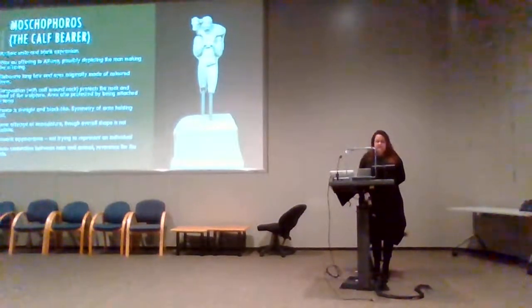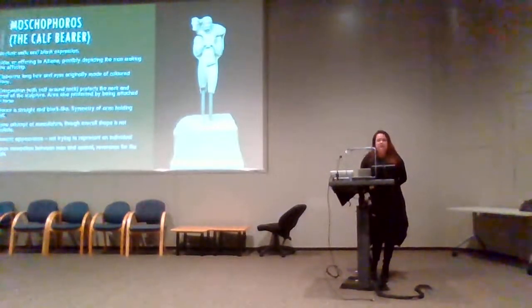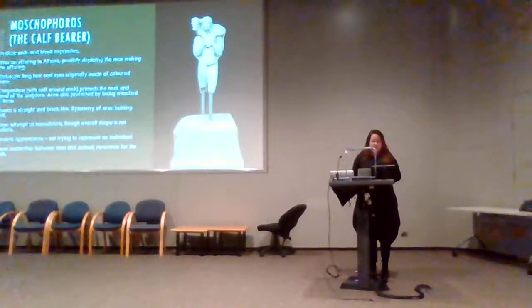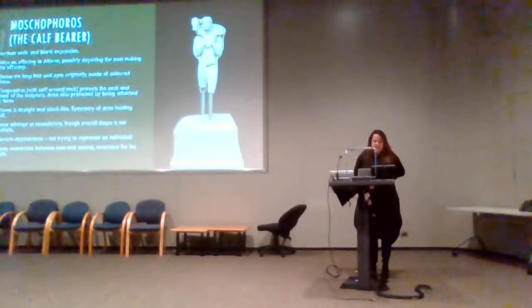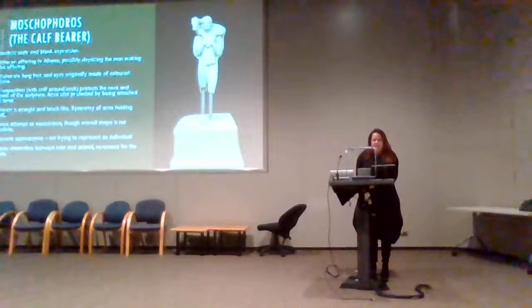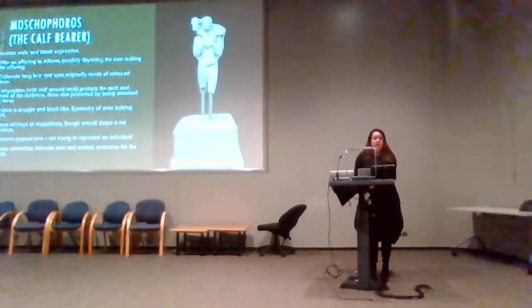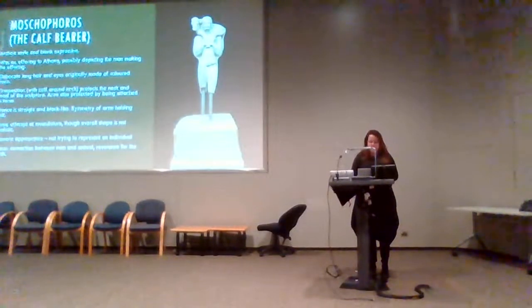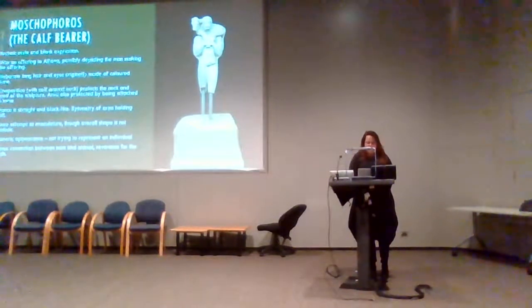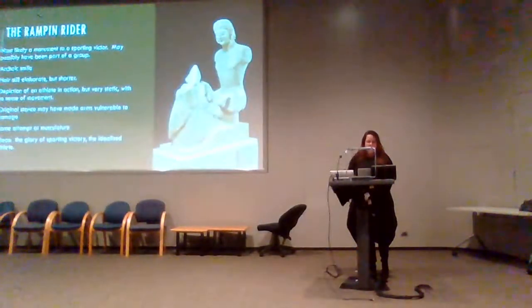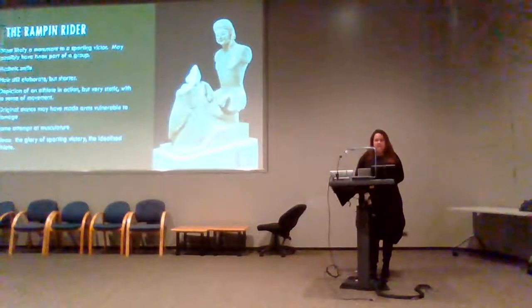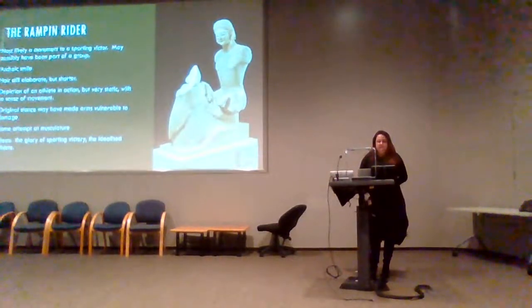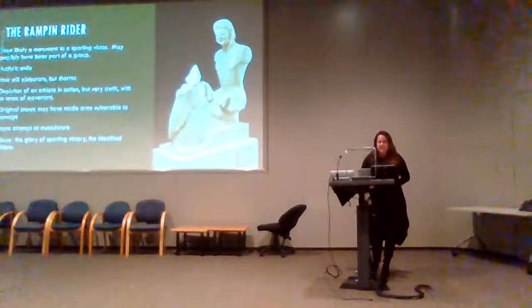And in terms of the ideas that we're interested in, I just put an idea thing on every slide. So here we're interested in the connection between man and animal and reverence for the gods. So this is an offering to a god, and that context is of course important. All right, moving on to our next sculpture. I personally find this sculpture a little bit disturbing. This is the Rampin Rider.